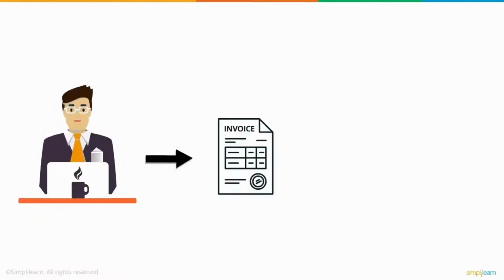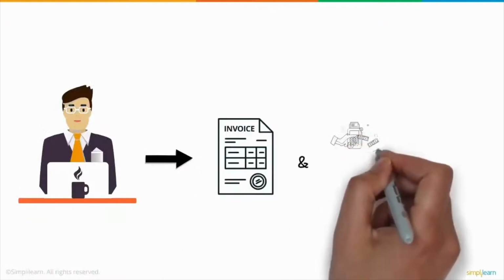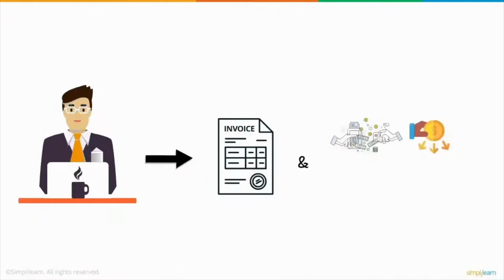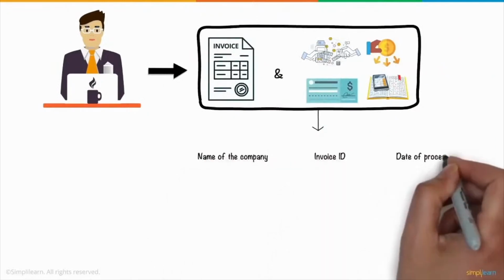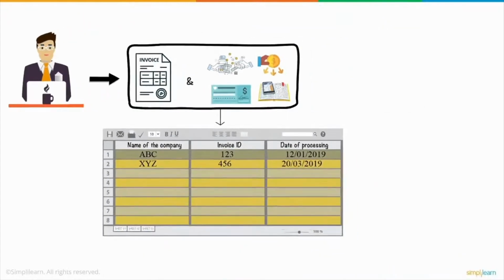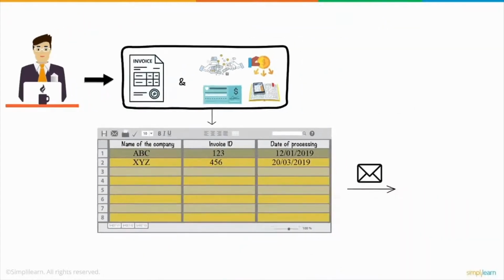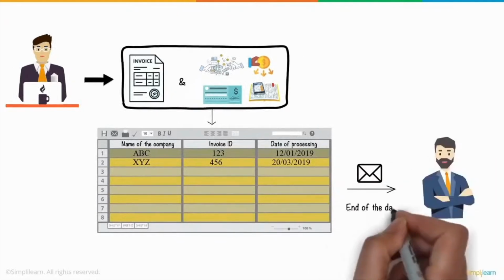This is Jim. He is an accountant in a multinational company. He handles several invoices and other financial records like monetary transactions, liabilities, checks, and ledgers on a daily basis. One of his tasks is to copy all the relevant information from these invoices, such as the name of the company, invoice ID, and date of processing into a spreadsheet, and mail the sheet along with other financial reports to his superiors by the end of the day.